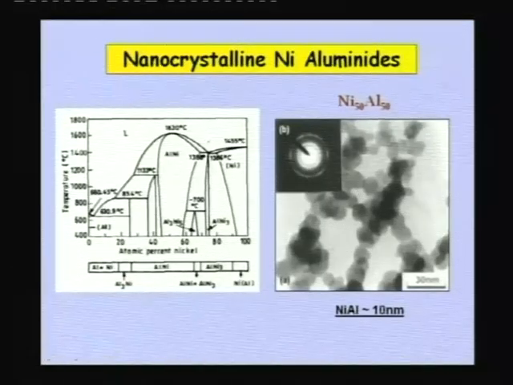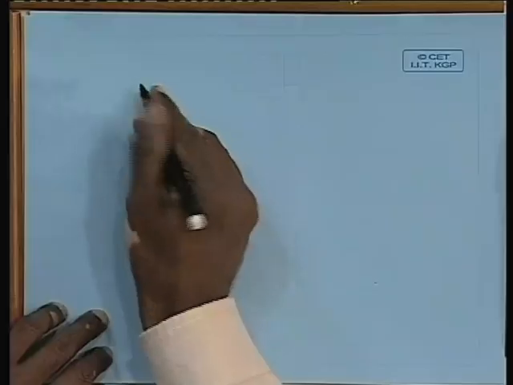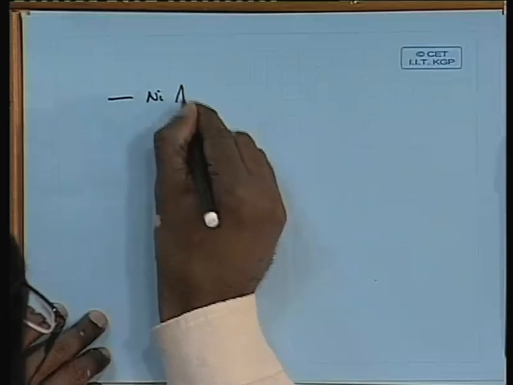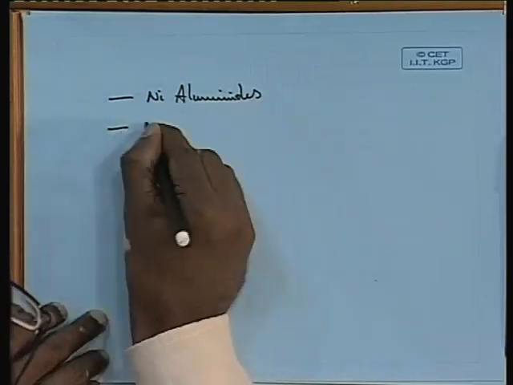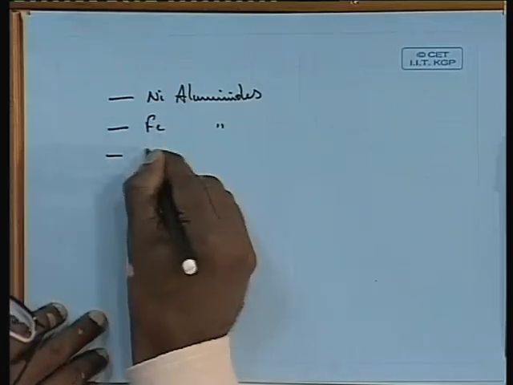One can also produce intermetallics, nanocrystalline intermetallics in aluminum alloys. One such thing is what are called aluminides. A lot of people are working on these aluminides. Aluminides are nothing but intermetallics containing aluminum. There are basically 3 classes of aluminides which people have studied to a large extent. One is called nickel aluminides, second is iron aluminides, third is titanium aluminides.